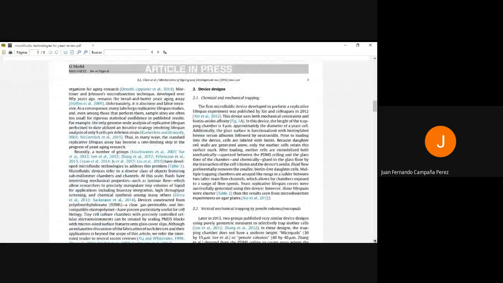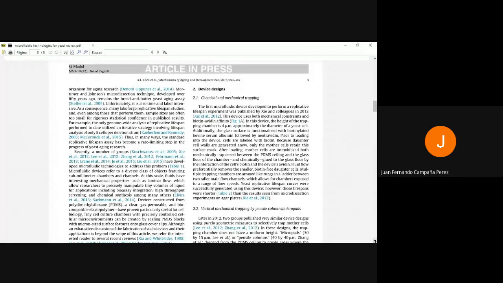So what about the device designs? They tell us four or five designs, and I'm going to talk a little bit about this. The chemical and mechanical trapping: in this design, the device used both mechanical constraints and biotin avidin affinity. After loading, the mother cells are immobilized, both mechanically squeezed between the PDMS ceiling and the glass floor of the chamber, and chemically glued to the glass floor by the interaction of the cell's biotin and the device avidin. So the fluid flow removes smaller or biotin-free daughter cells.